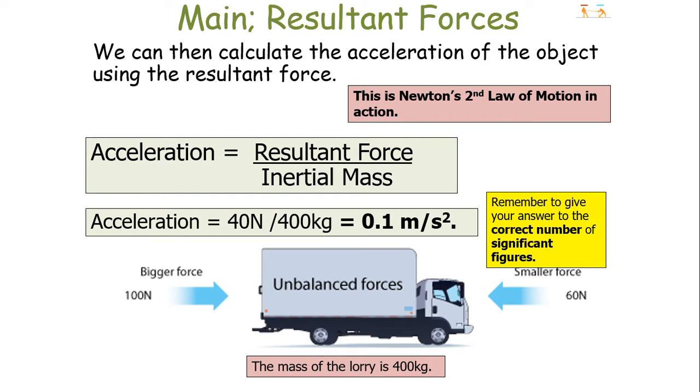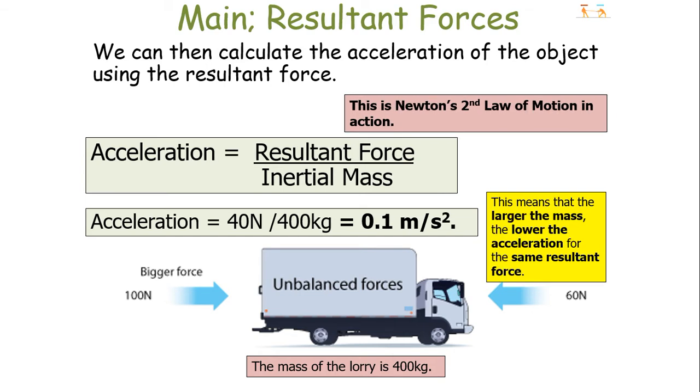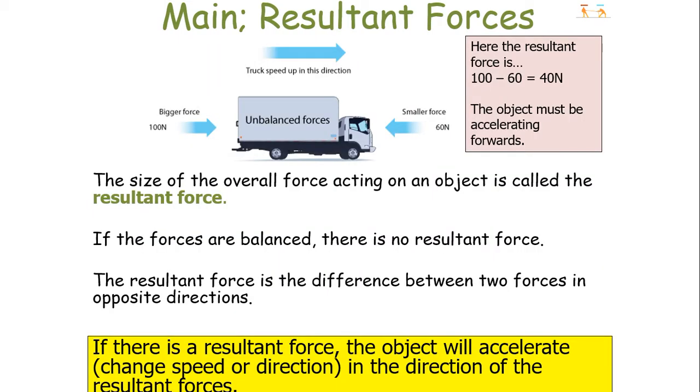And we can calculate the size of the acceleration by using Newton's second law. Acceleration is resultant force over inertial mass. So in this example, resultant force is 40, inertial mass is 400 kilograms, so it's 40 over 400. The answer is 0.1 meters per second squared. So this means, like we said before, the larger the mass, the lower the acceleration for the same resultant force.